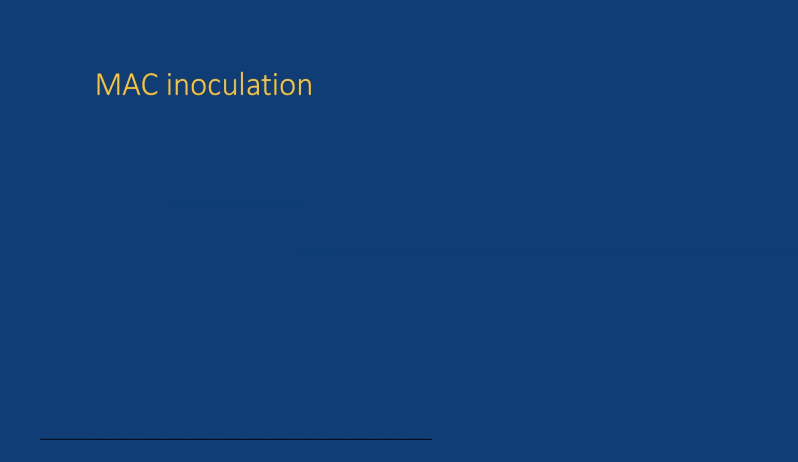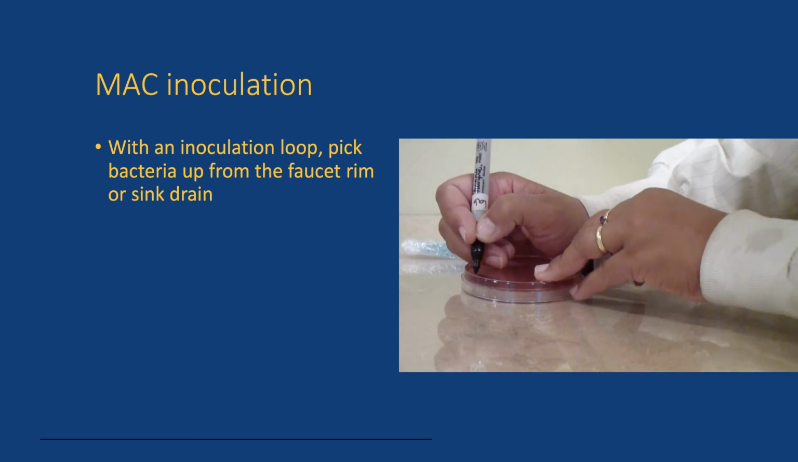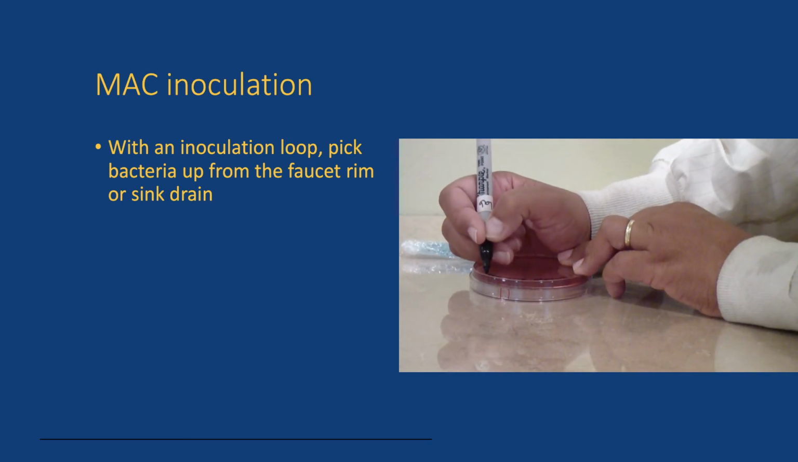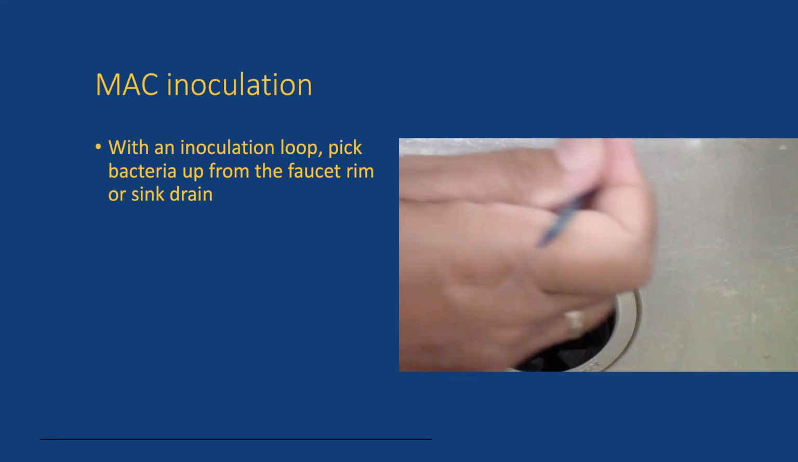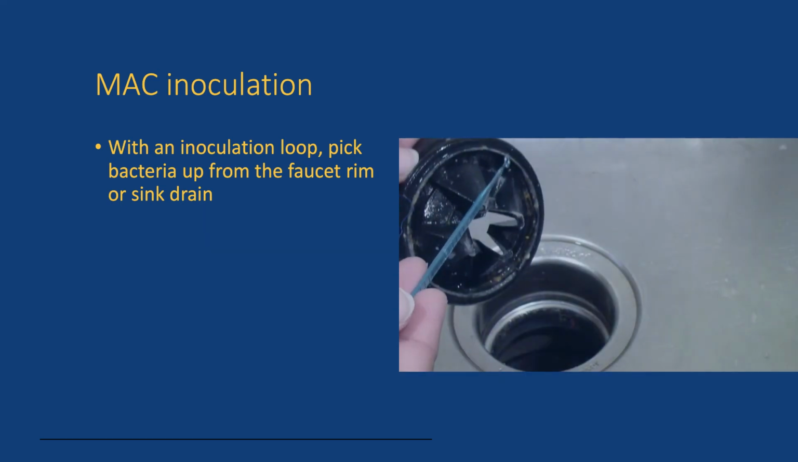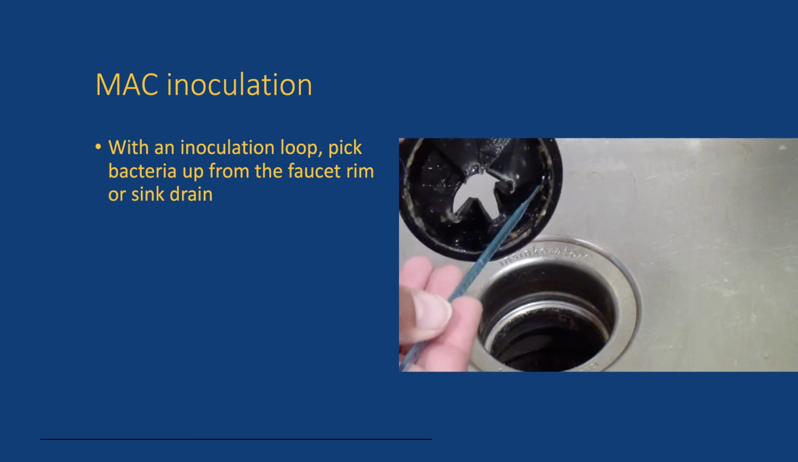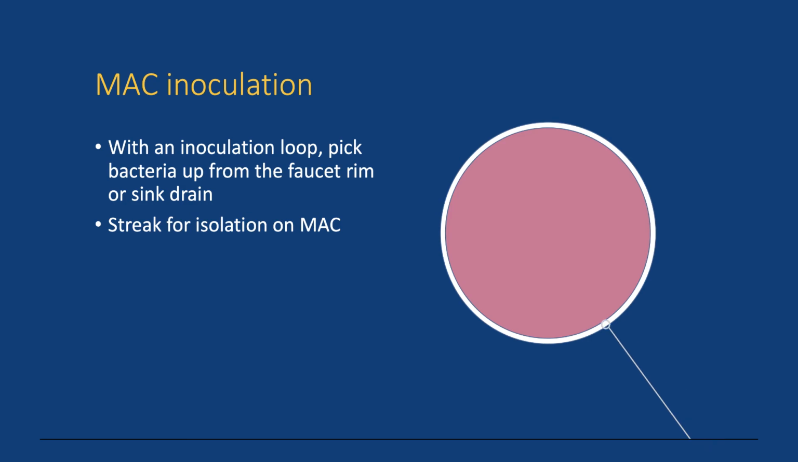To inoculate MacConkey agar, you cannot use colonies from an MSAT plate because bacteria that grow on MSAT will be gram-positive, and gram-positive bacteria cannot grow on MacConkey agar. To see growth of gram-negative bacteria on MacConkey agar, you use the inoculation loop to collect bacteria from the faucet rim in the bathroom or kitchen or the sink drain of the kitchen sink. The bottom of the rubber disposal ring in the sink is a great source of bacteria. Then you streak for isolation on the MAC plate. Incubate the plate for 1 or 2 days until colonies show up, keeping track of the temperature.